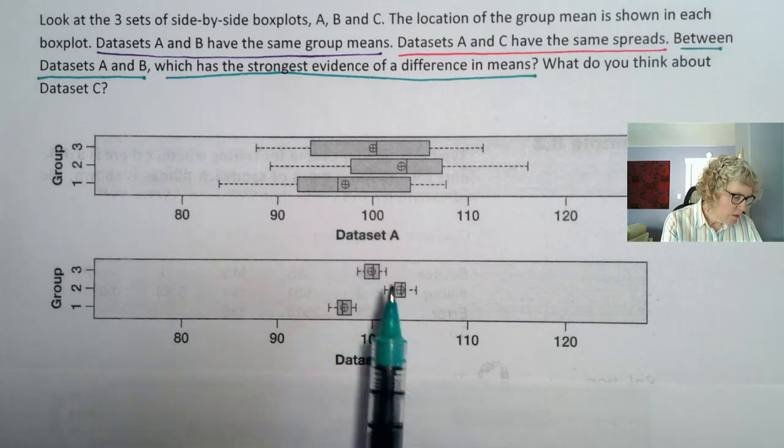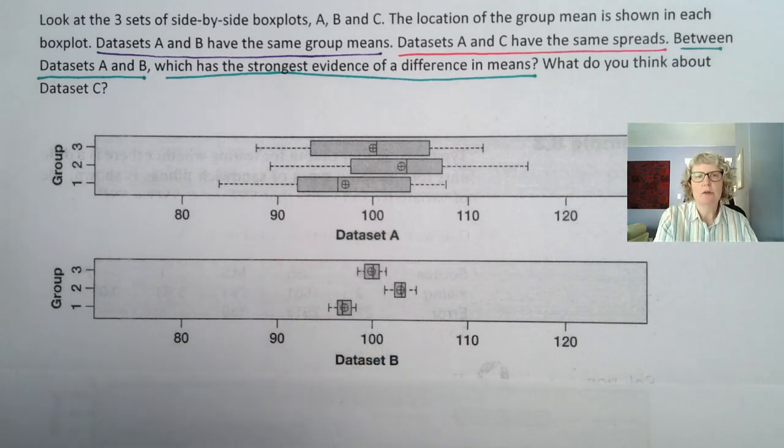So if you thought that B gives you a little stronger evidence of a difference in means, you would be correct, okay? And then we'll compare that to the third one in just a minute.